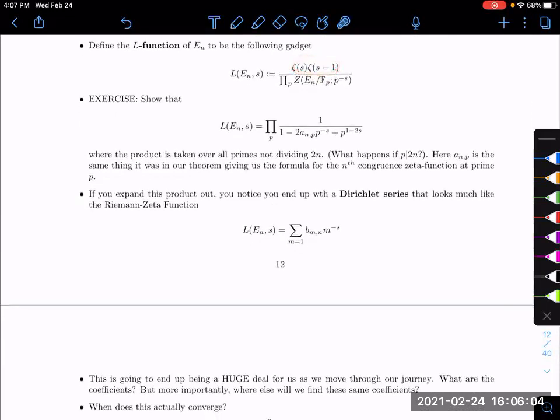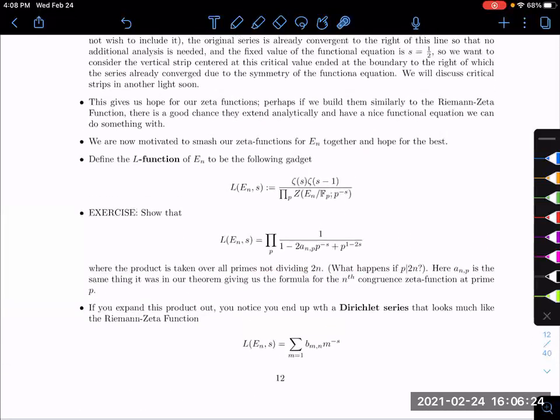And you can show that easily. Here's a nice expression for the L function. It's an infinite product over all primes of good reduction, meaning primes that don't divide 2n, of this nice simple little rational function here. Well, exponential function. I think that's about where we stopped.